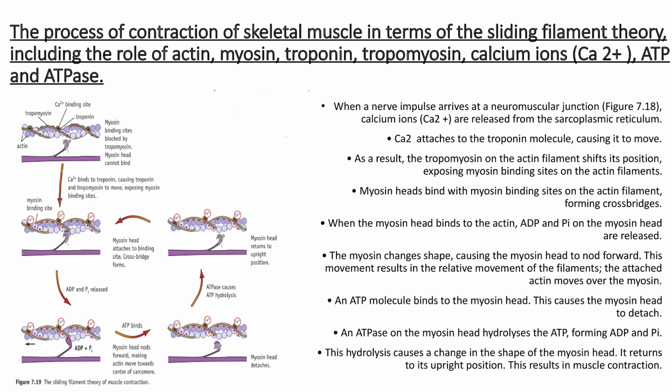An ATP molecule binds to the myosin head after this movement, and this causes the myosin head to detach from the exposed myosin binding site, which breaks down the actomyosin bridge. Then ATPase on the myosin head hydrolyzes the ATP. This forms the ADP and Pi molecules again, and this hydrolysis causes a change in the shape of the myosin head, and then this myosin head returns to its upright original position. This entire process results in the muscle contraction.